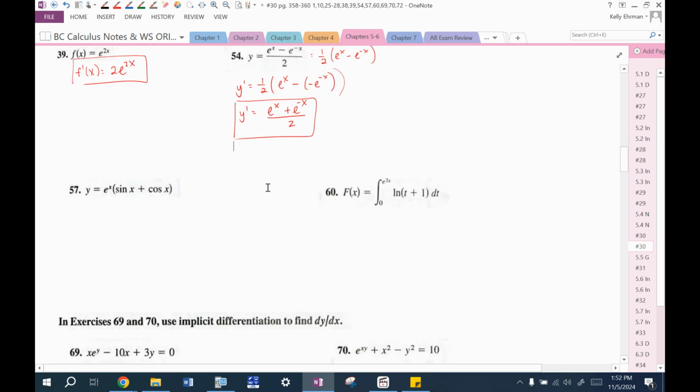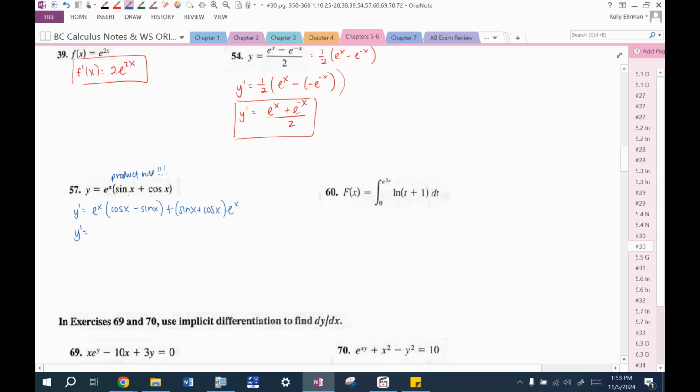What about 57? Remember to use product rule. You don't want to make the mistake of just doing the derivative of this times the derivative of this. So product rule. So y prime should be first times derivative of the second. So derivative of sine is cosine. Derivative of cosine is minus sine. Plus the second times the derivative of the first, which is just e to the x.